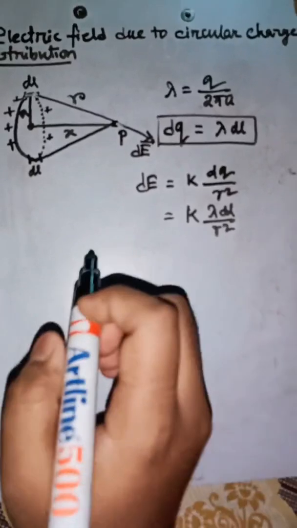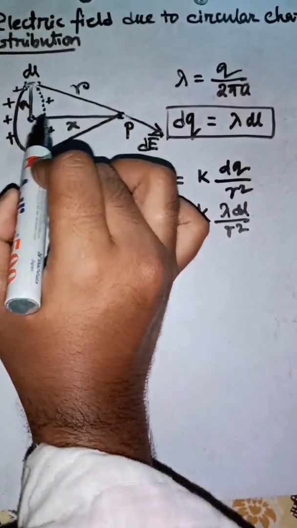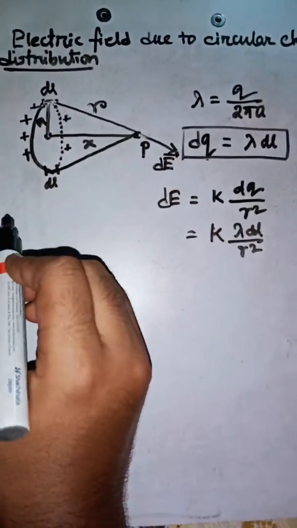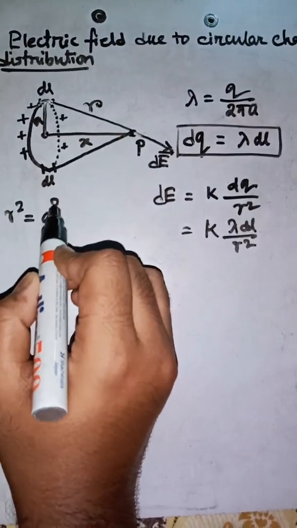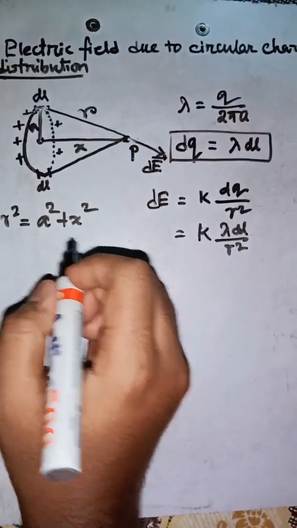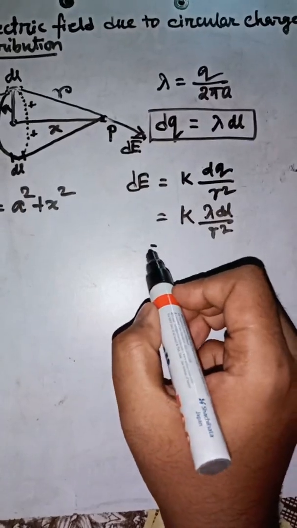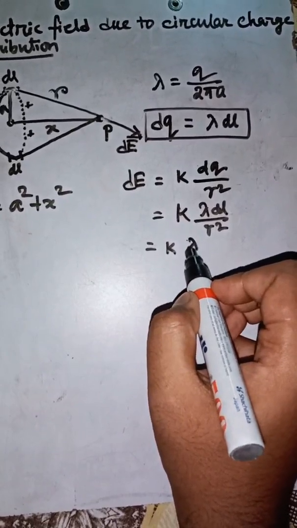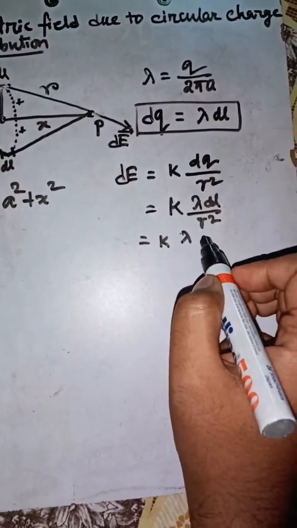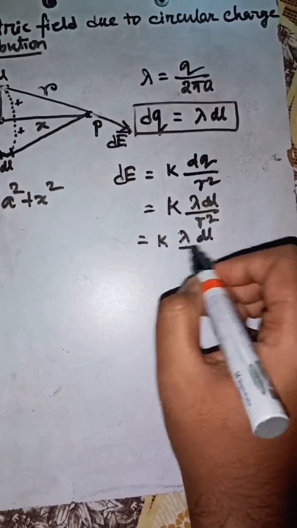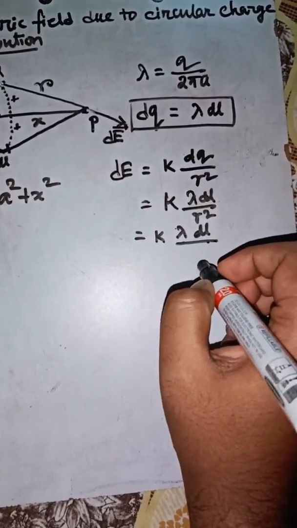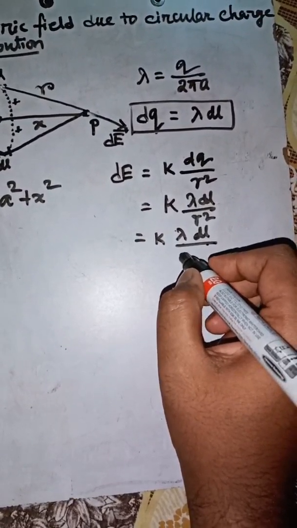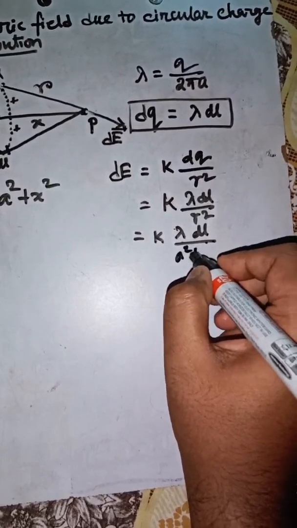Okay. Now from this triangle, you see, if we apply Pythagoras theorem, it will be r square is equal to a square plus x square. So if I put it here, it will be equal to k lambda dl by a square plus x square.